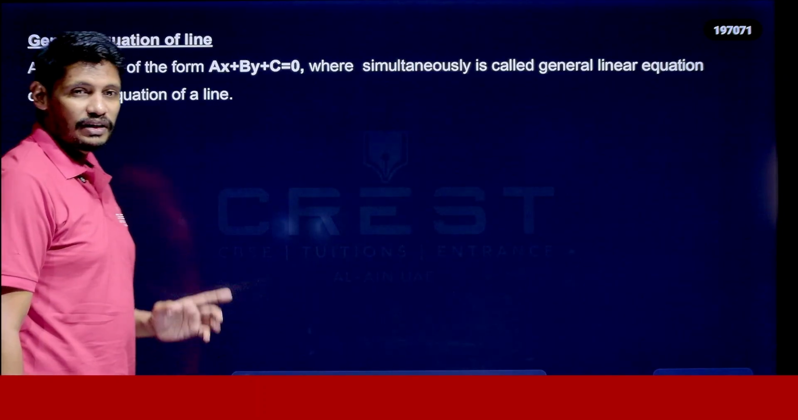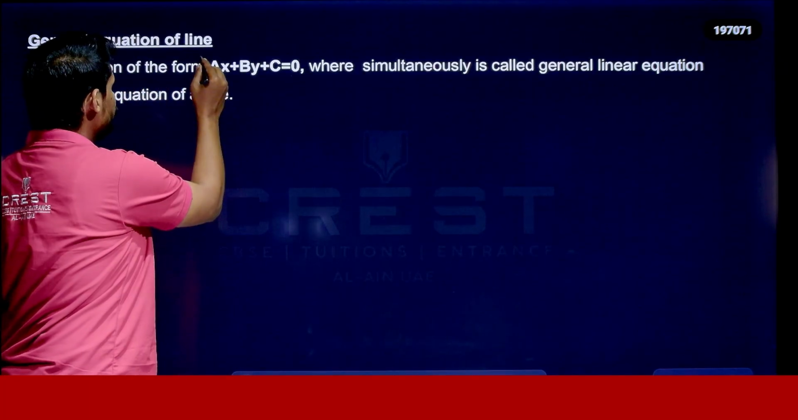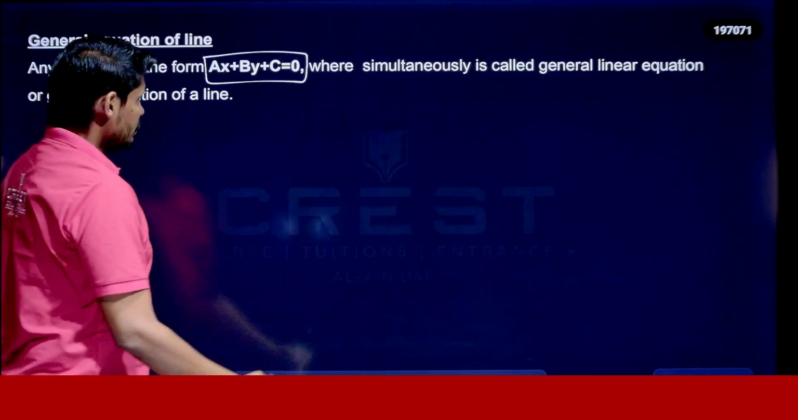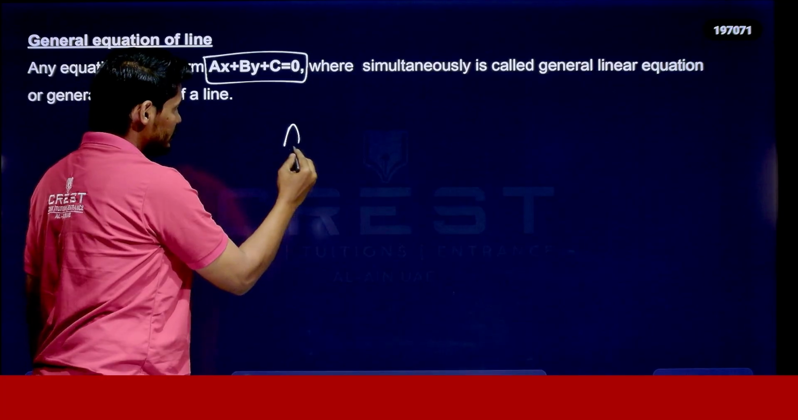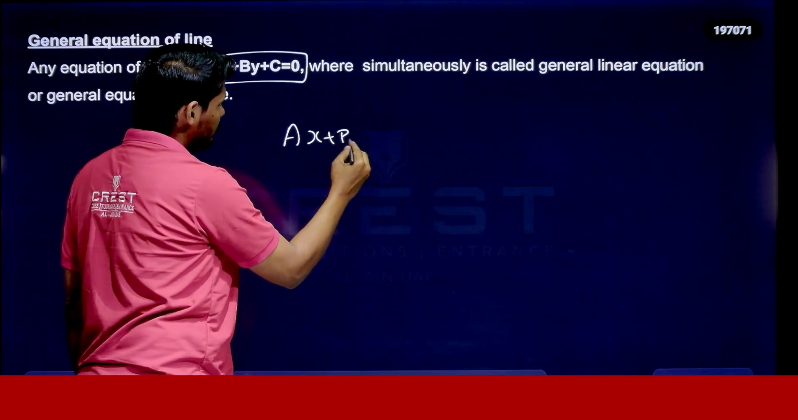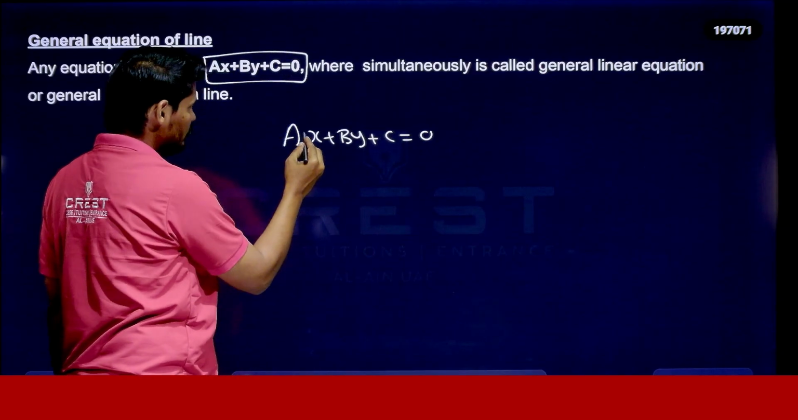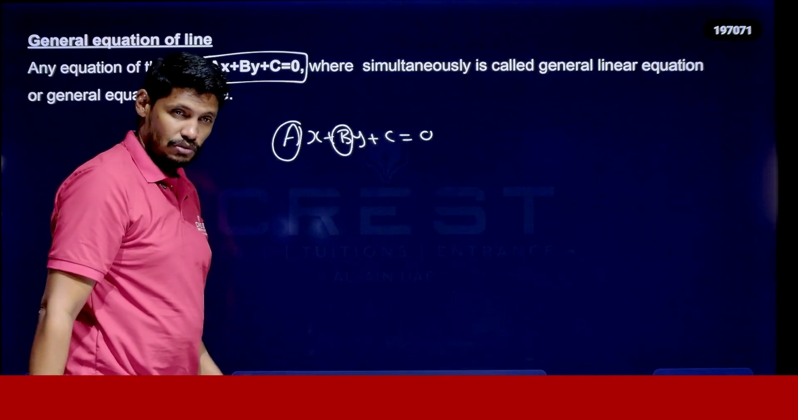Now, what is the general equation of a line? The general equation of a line is in the form ax plus by plus c equal to 0. We have already seen it. Now we can say there will be ax plus by plus c equal to 0. What is a? a is the coefficient of x, b is the coefficient of y, and c is the constant.